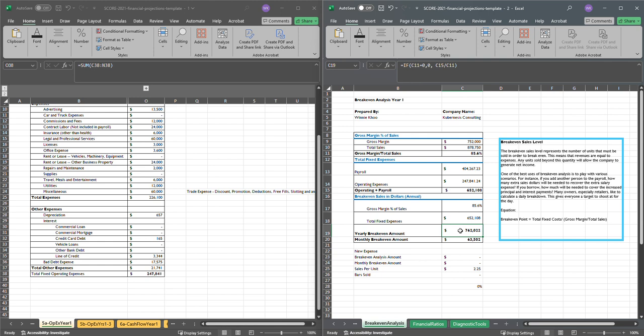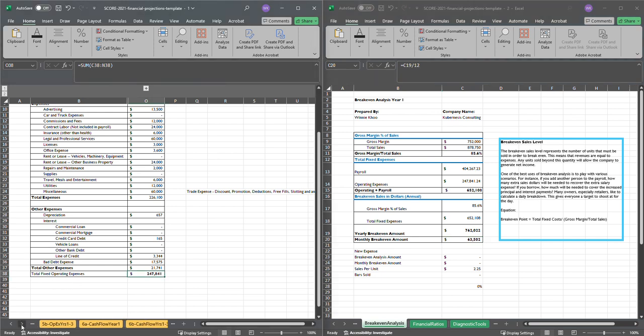So this is the amount per year. And then this is the amount per month. This is just the yearly break-even amount divided by 12. So every month you have to hit this number in order just to break even.